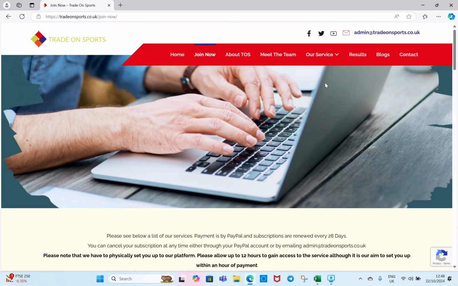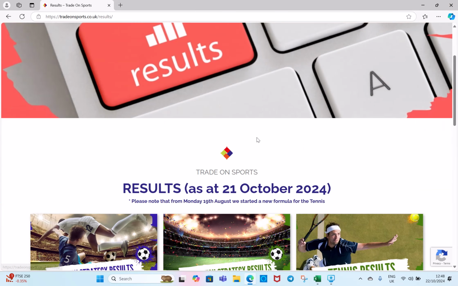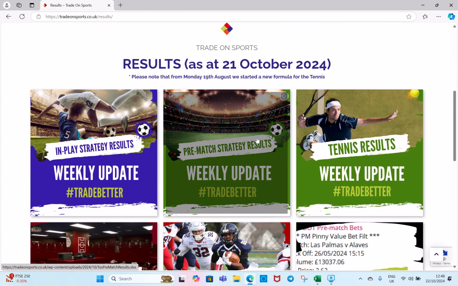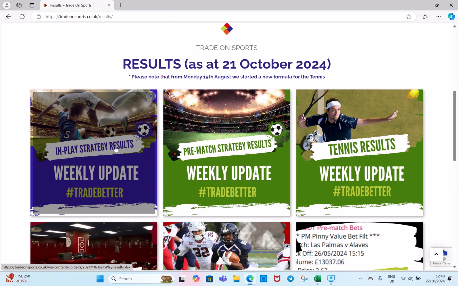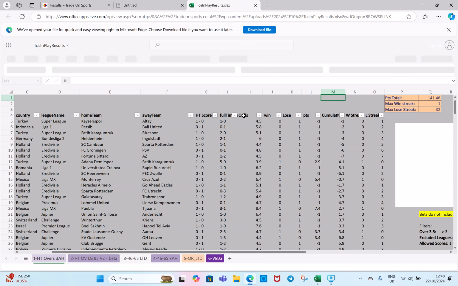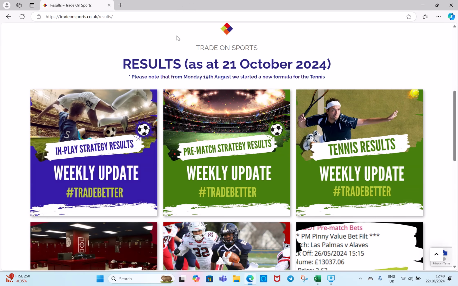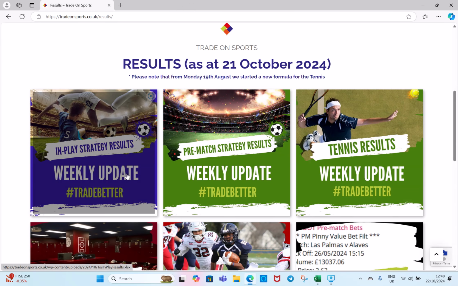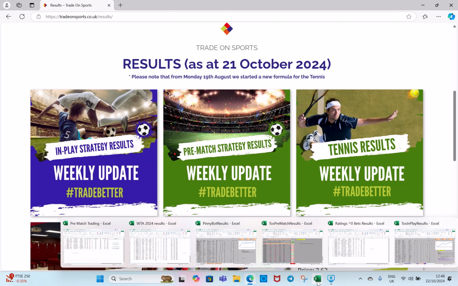So that's that. And what we'll do, we'll go through the results here. Basically, we have a results page. It's updated once a week on a Monday or Tuesday. And when you click on there, it gives you an Excel sheet. But I've got the Excel sheets already open, and we can go through this. So let's go through the in-play strategies.